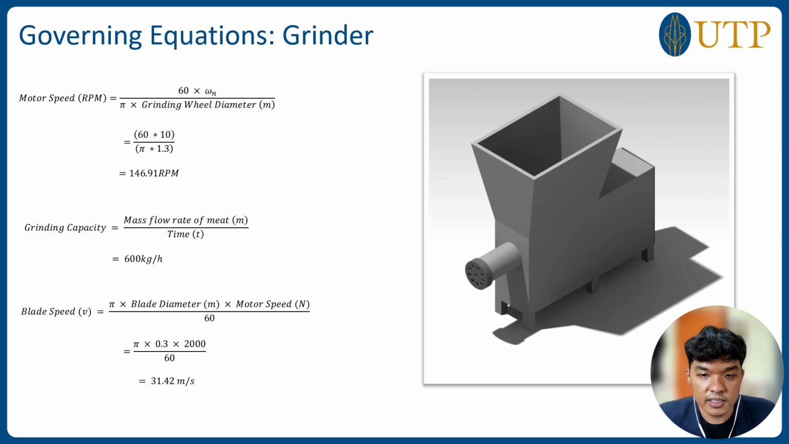So for our project, the blade diameter is 0.3 meter and the motor speed is 2000 rpm. After applying the values, we get 31.42 meters per second of blade speed.